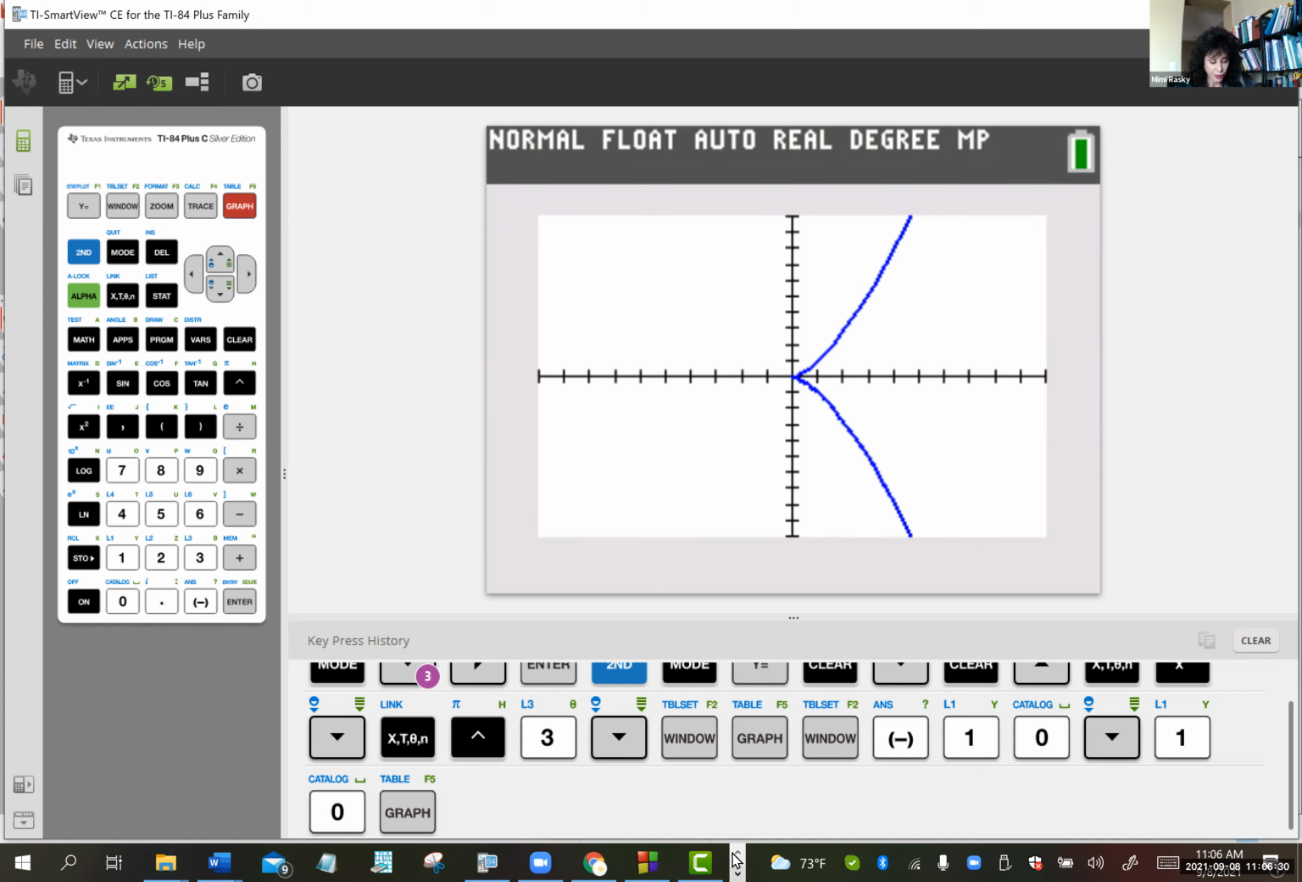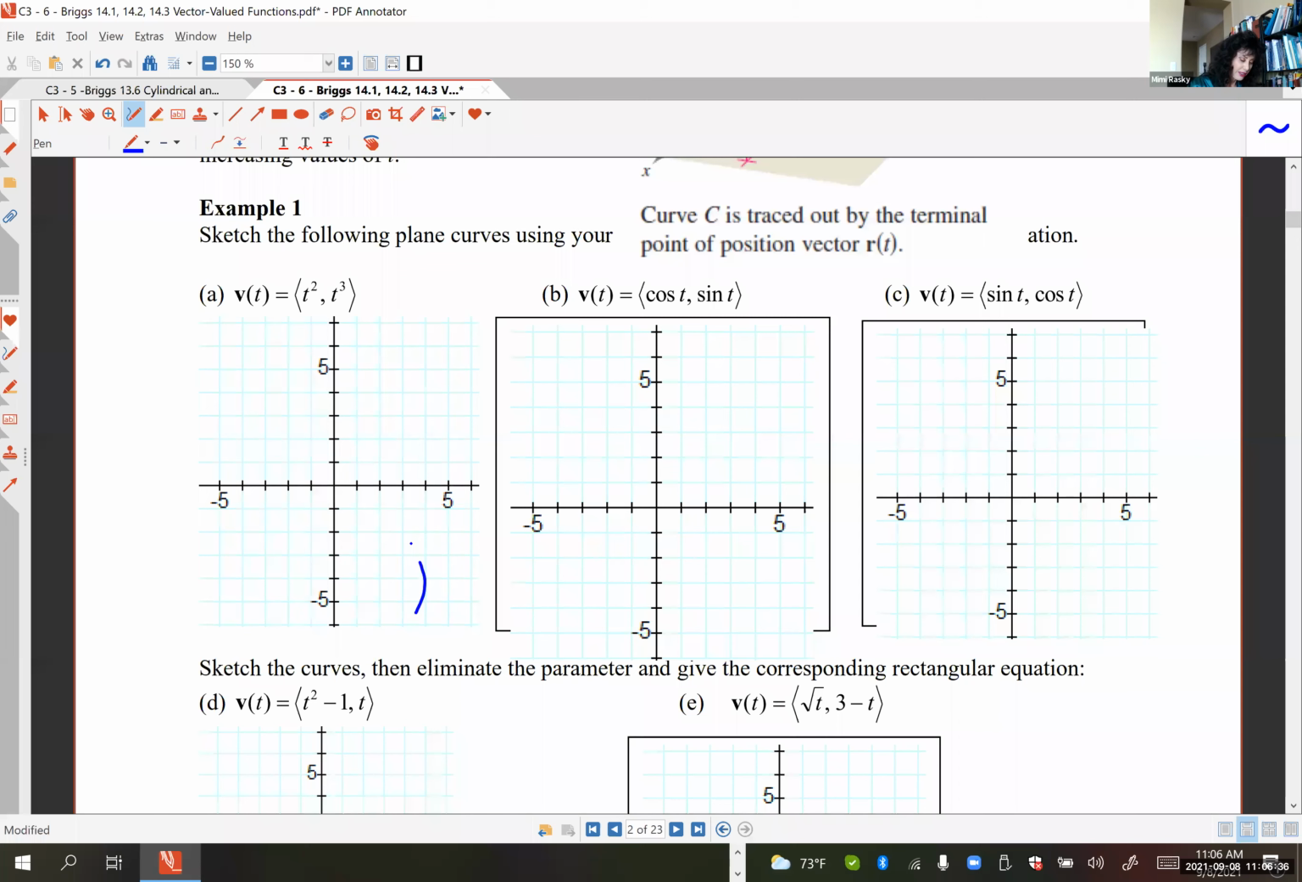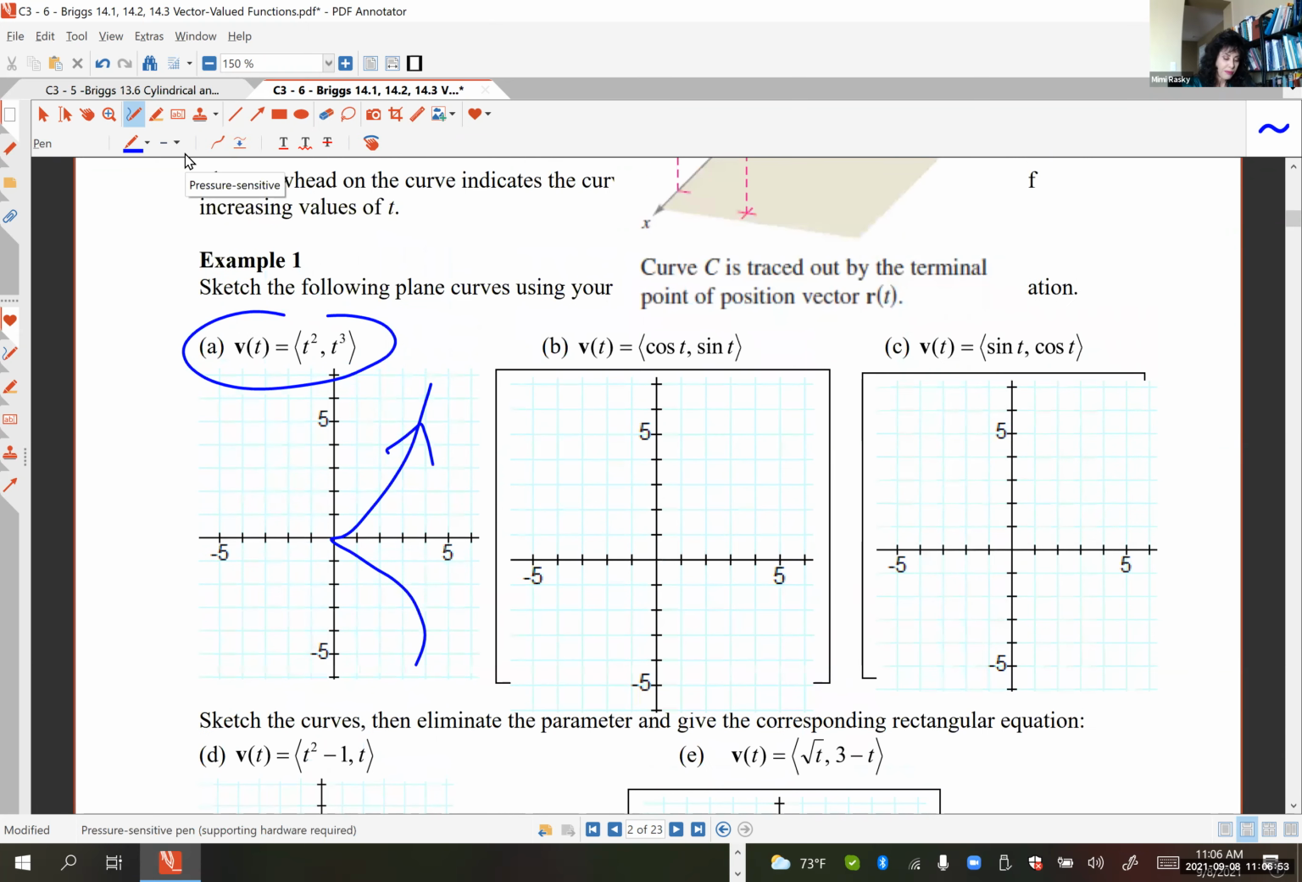And so, wow. So it looks something like this. And I'm going to put an arrow on there to indicate the orientation. Okay. Here's a parametric equations, but that's a vector valued function there. Very nice. Let's do letter B.